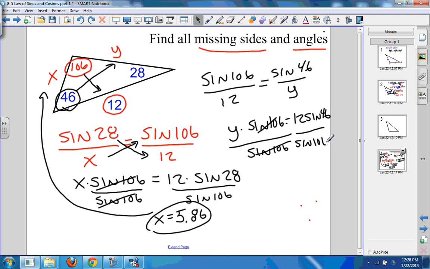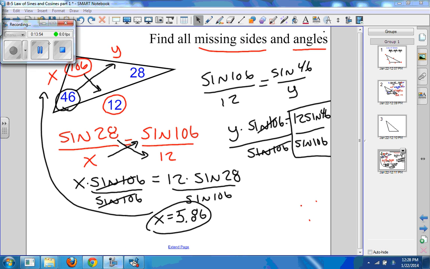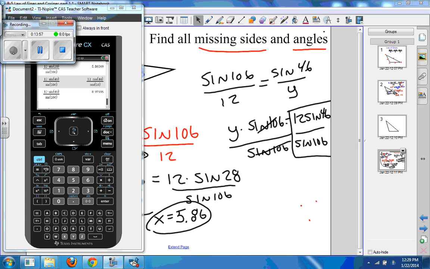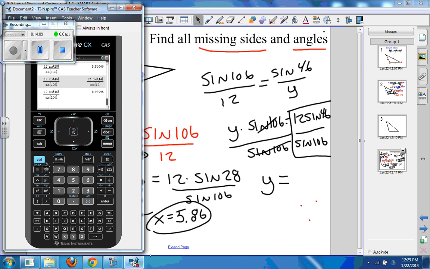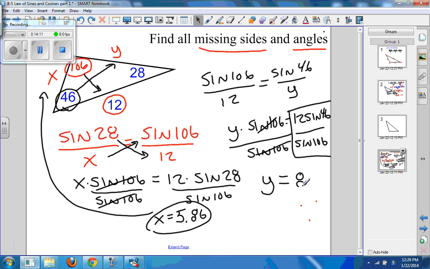And if we put this into our calculator, we should get our answer. Alright, on my calculator screen here, I went ahead and plugged it in, 12 times the sine of 46 over the sine of 106, and it gave me y is equal to 8.98. 8.98 is equal to y. So now I've found all my missing sides, all my missing angles for this problem.